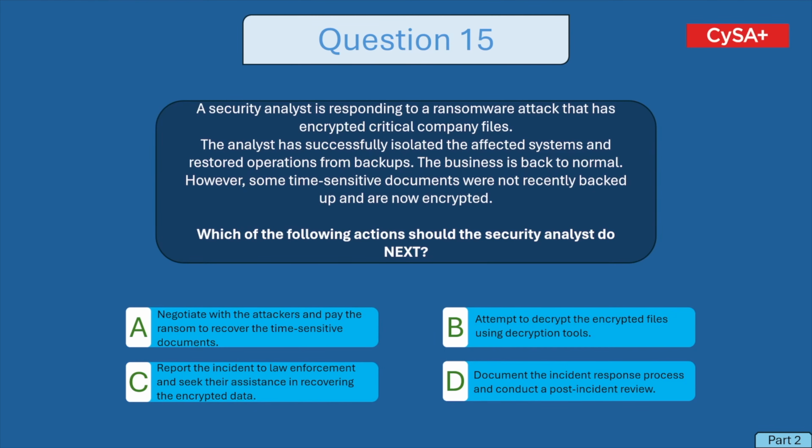And then for C, law enforcement may not help, but this largely depends on the circumstance. For this scenario, I would say the best option is D. It specifically says the business is back to normal, and that's key to this scenario. The next step is to document the incident response process and conduct a post-incident review. That way you can work on preparation in the event it happens again. So I'm going to go with D. I could be wrong, but I'm going to go with D here.